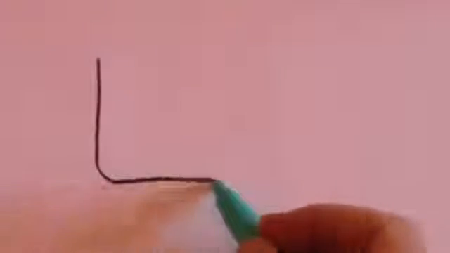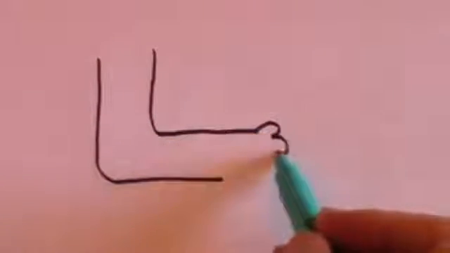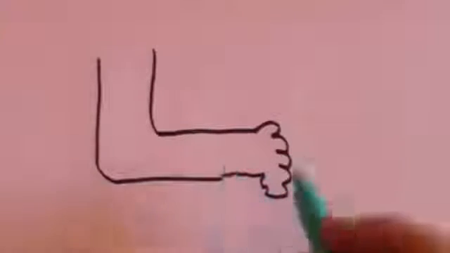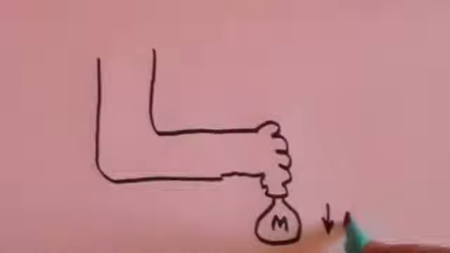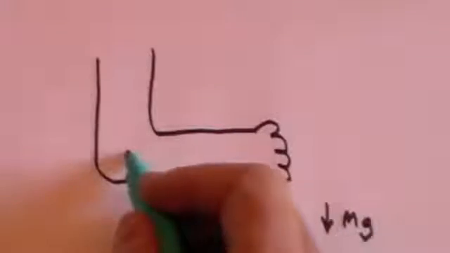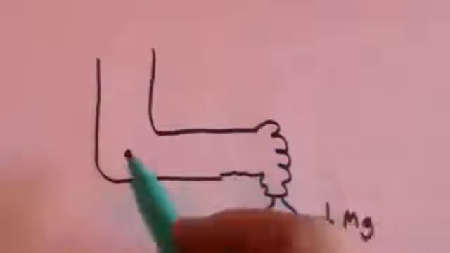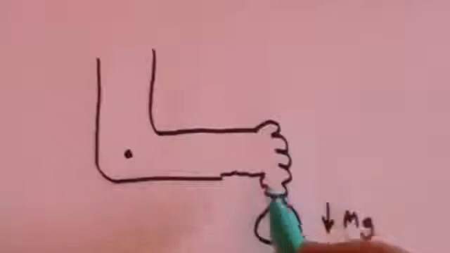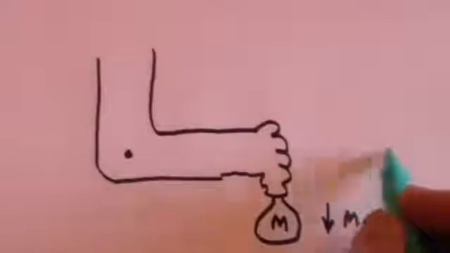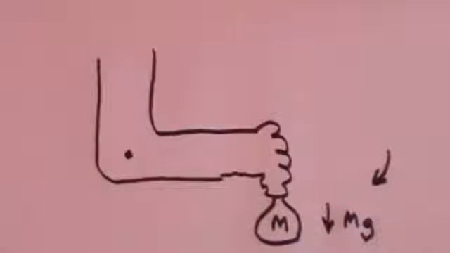Let's just consider our arm. Here's an arm, and here's my hand, and I'm carrying a heavy load of mass m, which obviously will have a force mg. The pivot point is clearly here. That's my elbow, where my arm will swivel. This will tend to make my arm go down, swiveling in that direction.